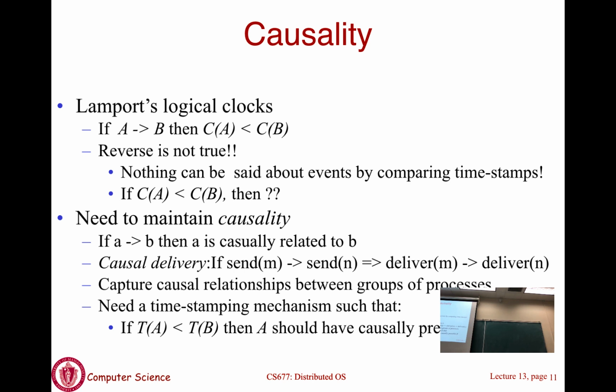There are other things you can do with causality, which we'll come back to, called causal delivery. You could have a network property that says if the send of M has happened before the send of N, which are two messages, and you can order their sends, then the delivery also happens in that order. So you can order messages based on the sending events. But we won't talk about how to do that. What we'll first talk about is how to ensure that the property goes both ways. In other words, now we need a timestamping mechanism that says if the timestamp of A is less than the timestamp of B, then A should have causally preceded B. So how are we going to do this?